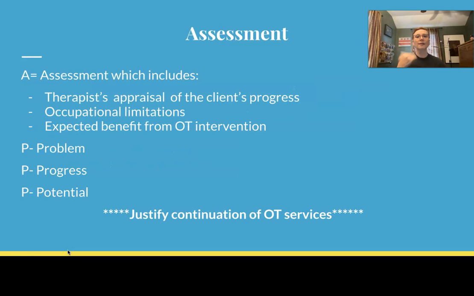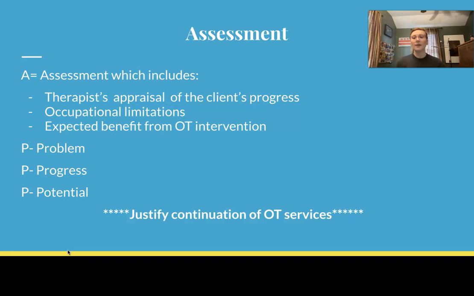And then your assessment is tying everything up into a nice, tidy little bow and synthesizing what it actually means. And this really is to justify our OT services. So this is your appraisal of their progress. This is where they're still having problems, and this is where you're going to document the potential for continued OT intervention. Why do they need you? So in your evaluation, in that objective portion, you described what all their limitations are, and now in your assessment, you're tying it all up.